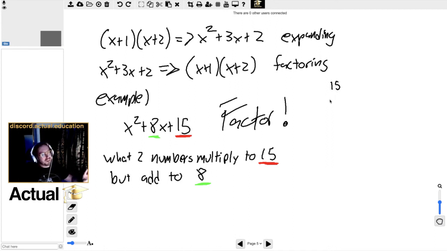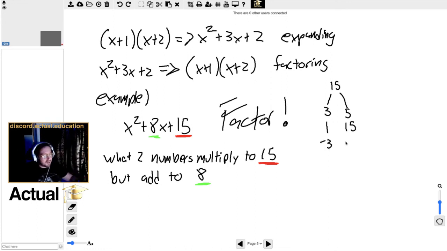3 times 5. Good. What are some other numbers? There's only one other number that really does it. 1 and 15. Oh, yeah. I'm really bad with multiplication. No, that's a tricky one that a lot of people don't remember. They remember 15 times 1. And another set that would really work would be negative 3 and negative 5, because when you have two negative numbers multiplying by each other, that makes a positive.